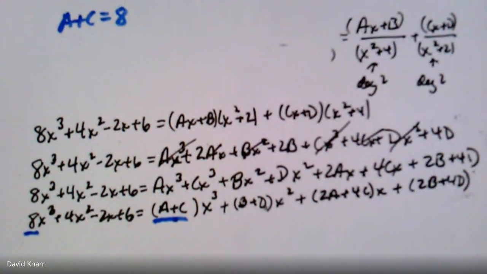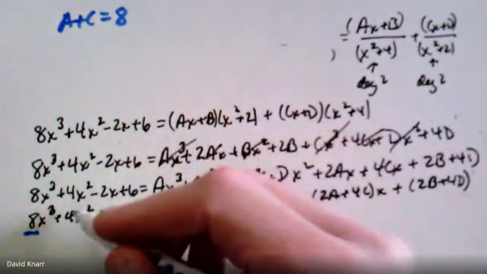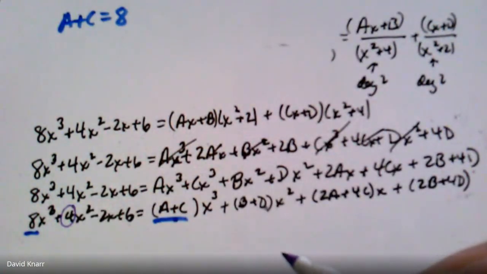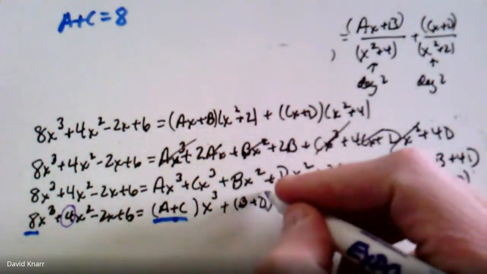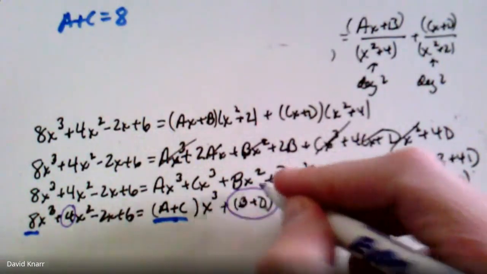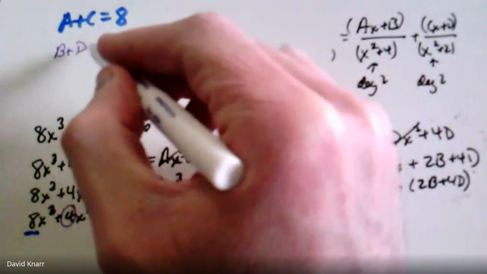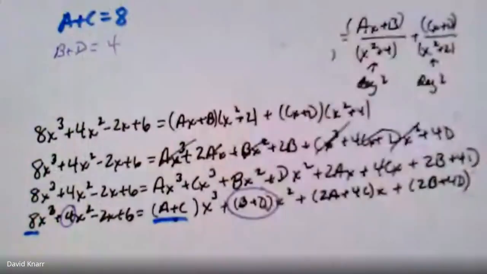Next, in front of the x squared on the left is a 4. I need there to be a 4 on the left for x squared. On the right, it says b plus d. So I need b plus d to equal 4. That's a 4. Okay.